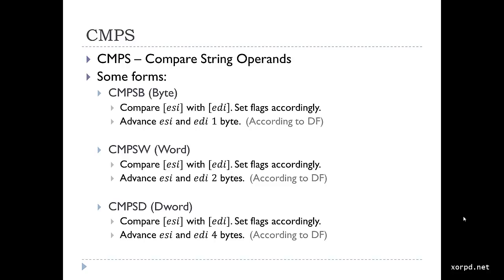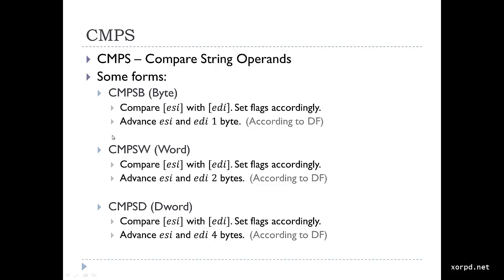I want to remind you what set flags accordingly means. It means that basically we imagine that we subtract. We subtract the byte at ESI minus the byte at EDI. And the result sets the flags accordingly. I also want to remind you that this kind of subtraction has effect on many flags. For example, the sign flag, the zero flag, the carry flag, and the overflow flag.